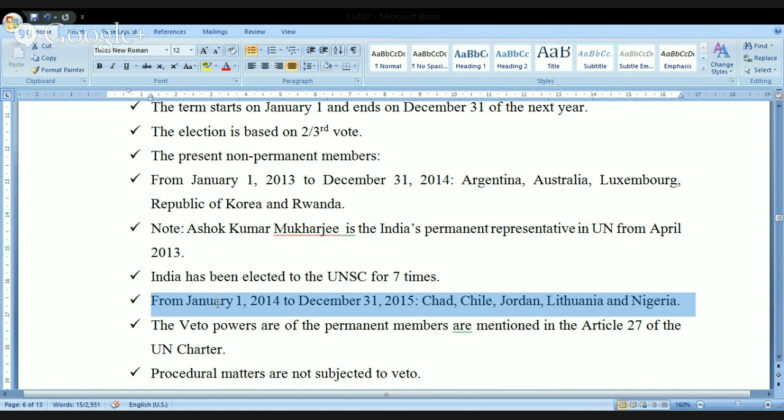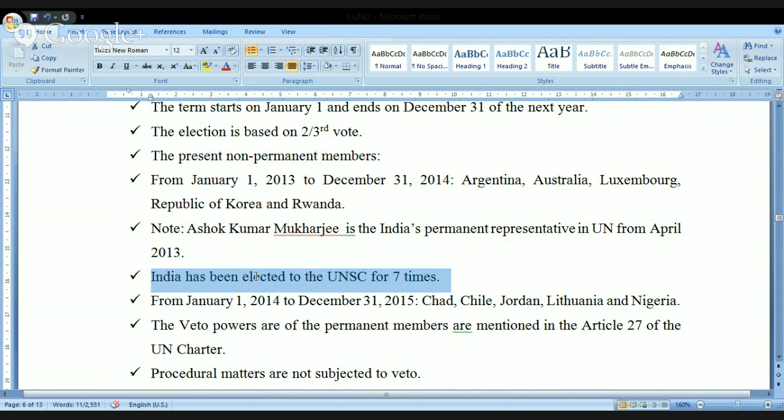And from January 1st, look at the line I have highlighted: January 1st, 2014 to December 31st, 2015. You can observe very clearly, again, this is the 2 full calendar years. Chad, Chile, Jordan, Lithuania, and Nigeria, these are the 5 countries. And by December 31st, the previous 5 countries will go away, but Chad, Chile, Jordan, Lithuania, and Nigeria will remain as non-permanent members, and they will be joined by 5 new non-permanent members. Hopefully I'm clear now. And of course, I want you to remember this point also. How many times did India become a non-permanent member of the Security Council? The answer is 7 times.